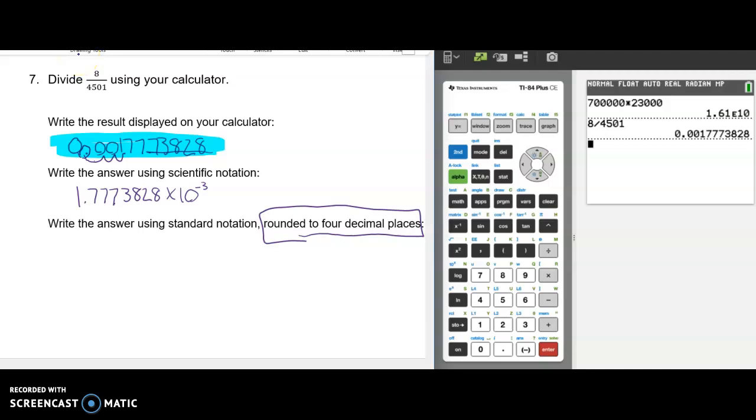So 4 decimal places, that'll be 1, 2, 3, 4. That's 7 there. So we're going to look next door, and our number to the right of the 7 is another 7, which is greater than 5. So we're going to round up. So we'll have 0.0018 as our answer, rounded to 4 decimal places. And there you have it.